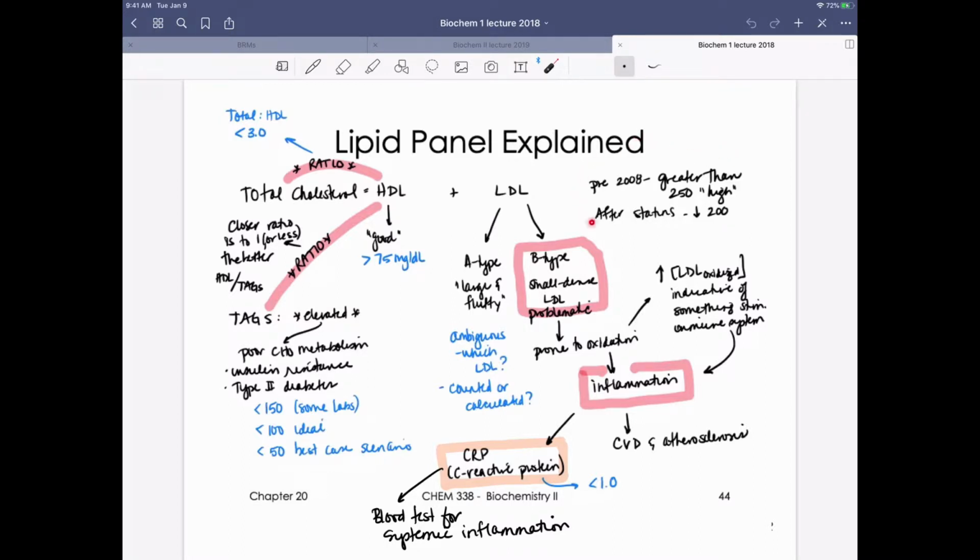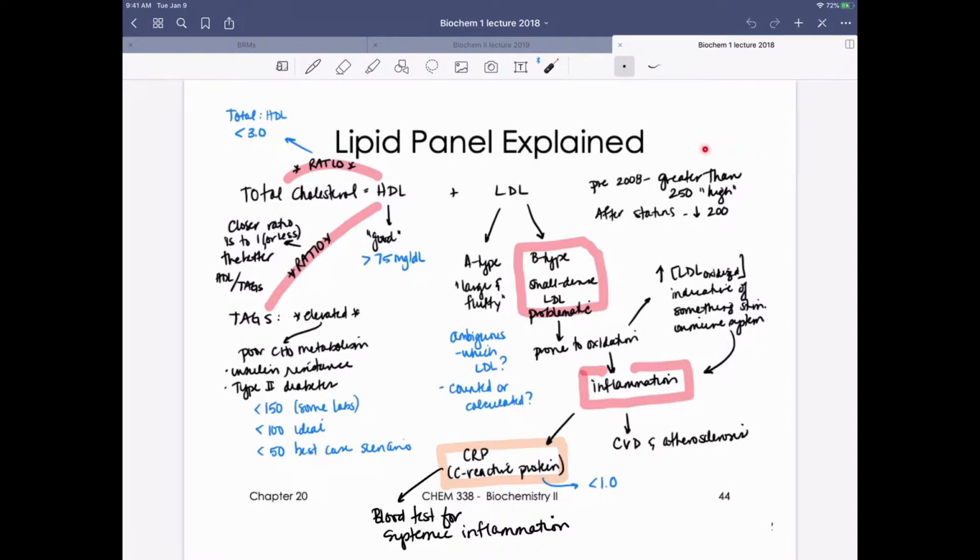As we move into talking about statins, I just want to highlight that before 2008, before statins were really making a scene in the pharmaceutical world, you were considered to have high cholesterol if you had greater than 250 for your total cholesterol.